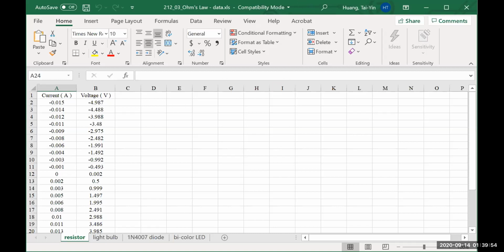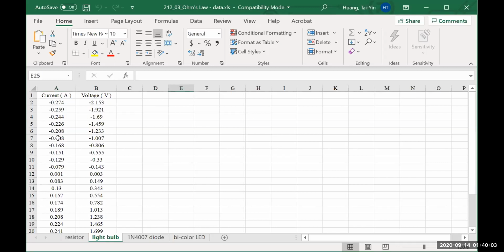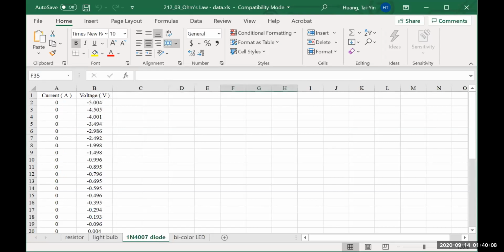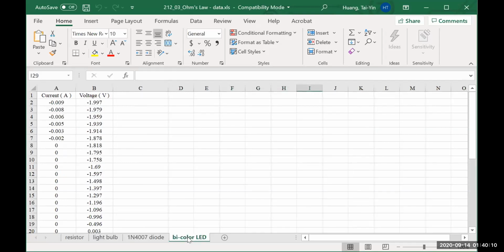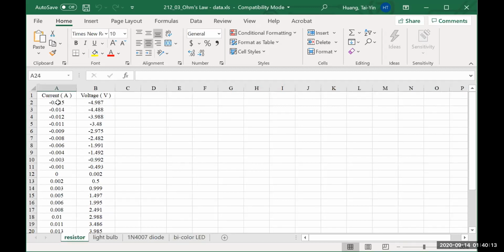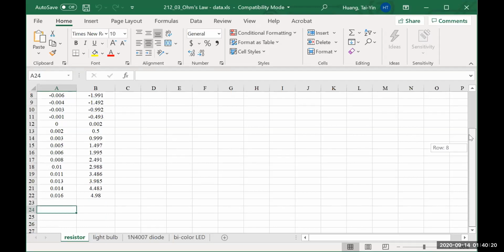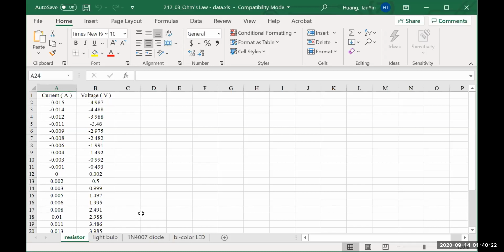So if you look at the data, this is the data for the resistor. When we click on the light bulb, these are the data for the light bulb. And click on this, this is for the diode. And this data set is for the LED. So for each data set, you should have a figure. You have the current and the voltage, and you just do the plotting, see if you need to do a line fit, and then determine the value of the slope.